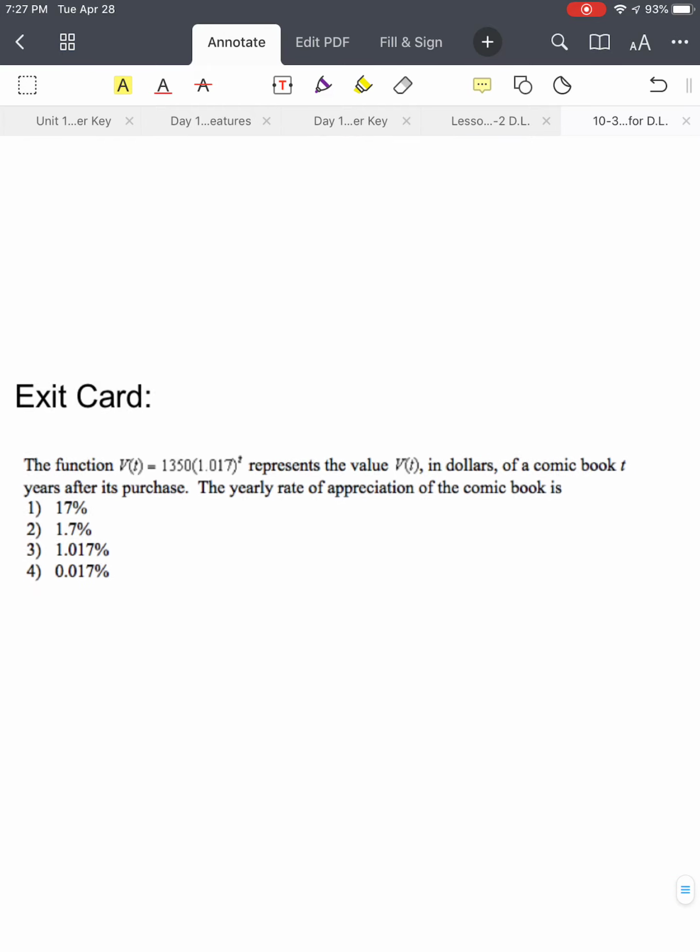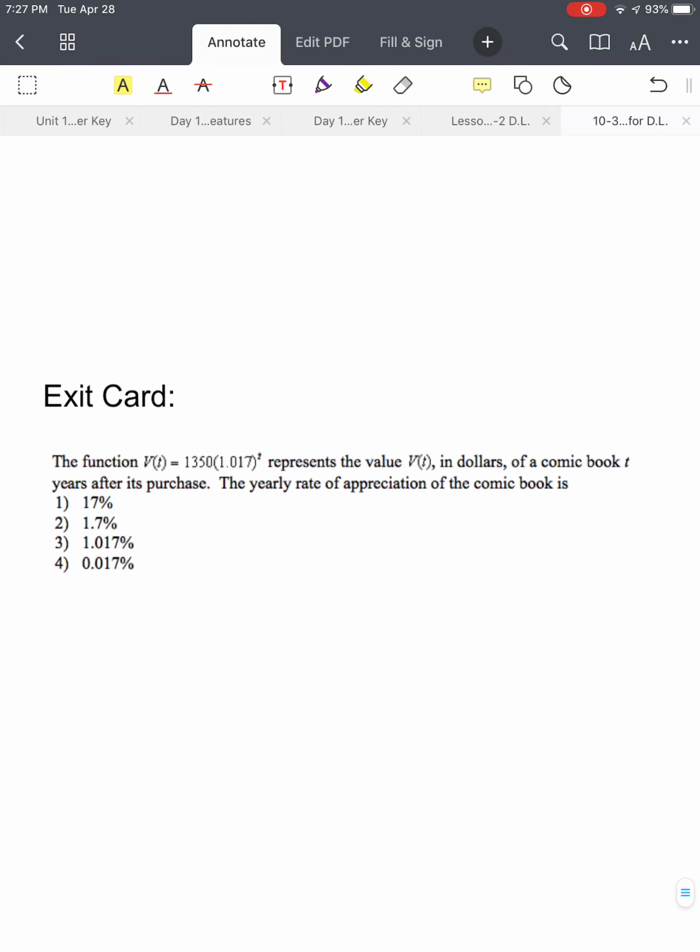Okay, there's one more question. I labeled it an exit card. Please do that one and try it. If you can't get it, that's okay. But do that one and hand in all your notes.